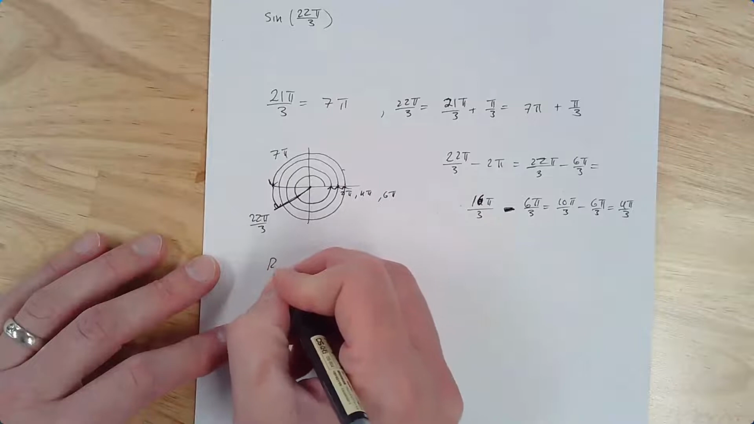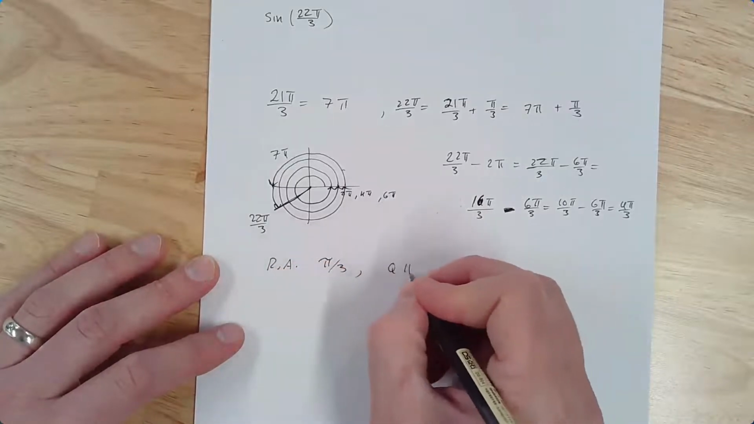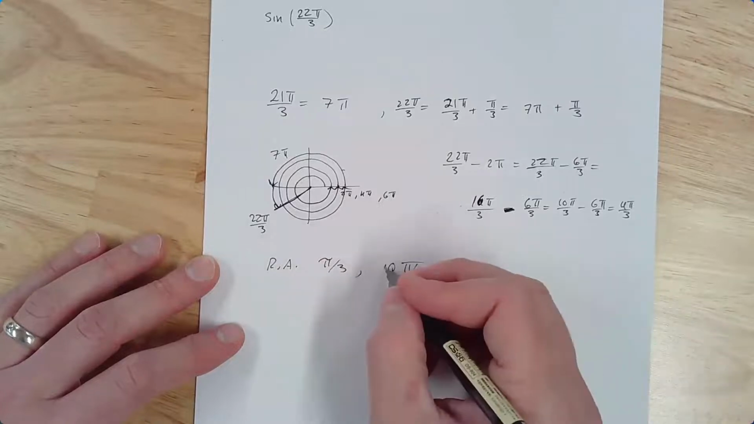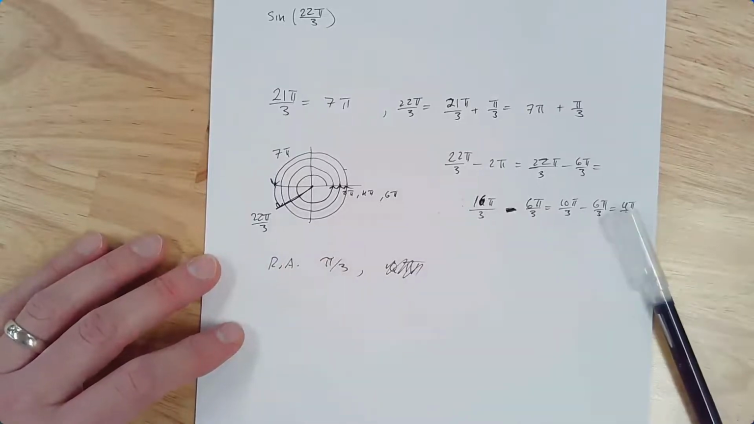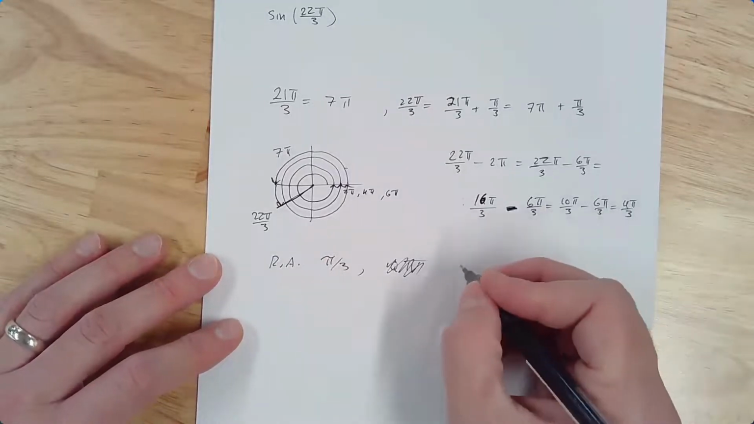Either way, our reference angle is certainly pi over 3, and the quadrant is 4. Sorry, quadrant 3, thank you, yes. I think I saw the 4 in the 4 pi over 3. I was like, oh, it's 4. No.